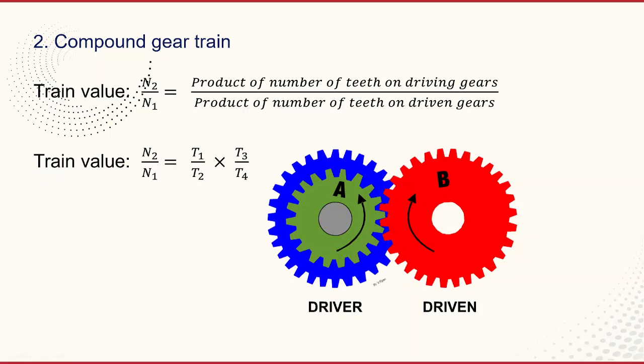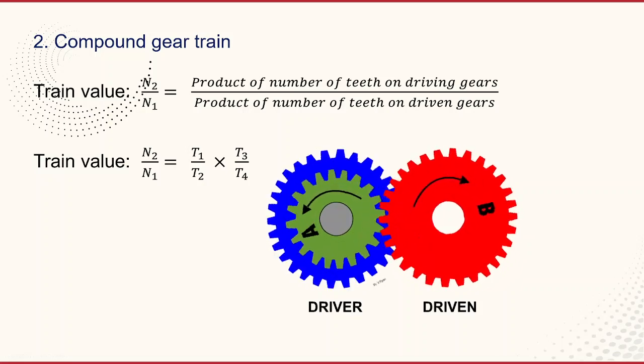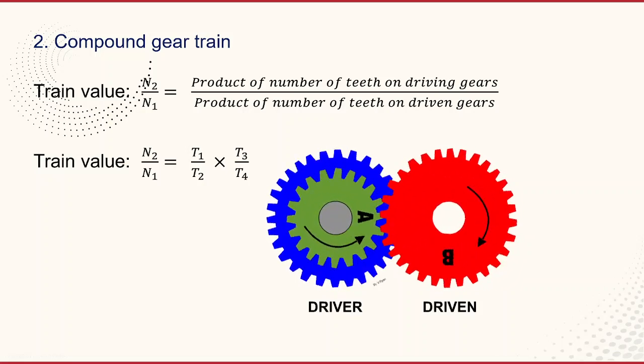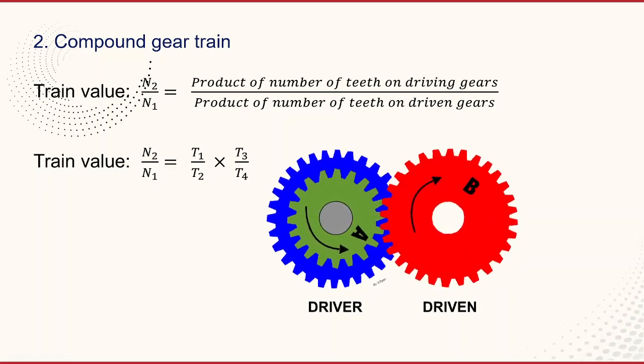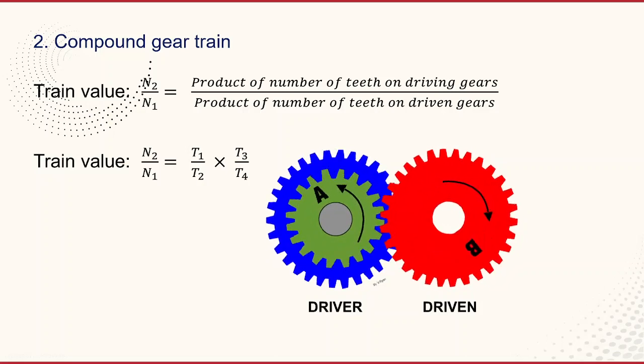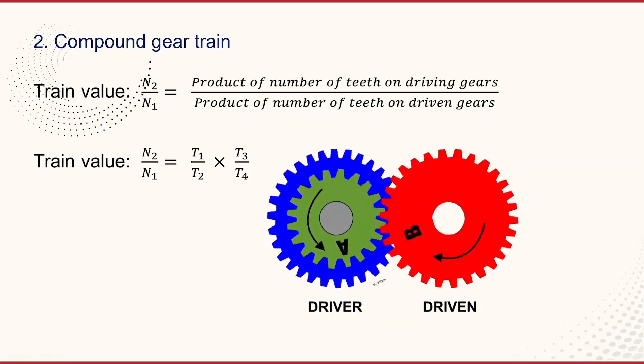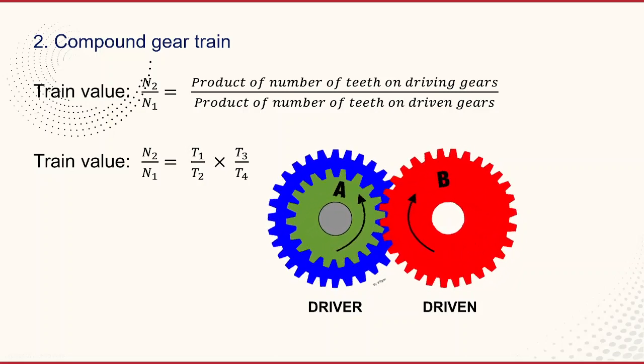So what is T1 by T2? It is the number of teeth of the driving gear by the number of teeth of the driven gear, whereas T3 by T4 is the number of teeth of the driving gear by the number of teeth of the driven gear for that combination. That's why it is given as the product of the number of teeth of the driving gears by the product of the number of teeth of the driven gears. That is the train value.